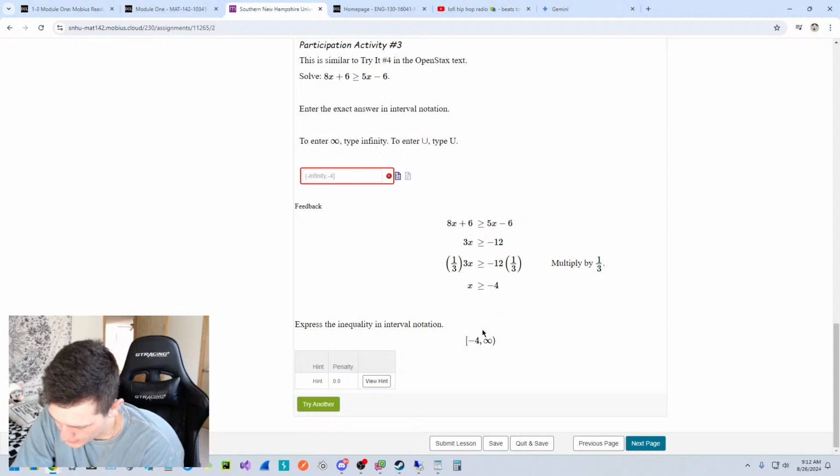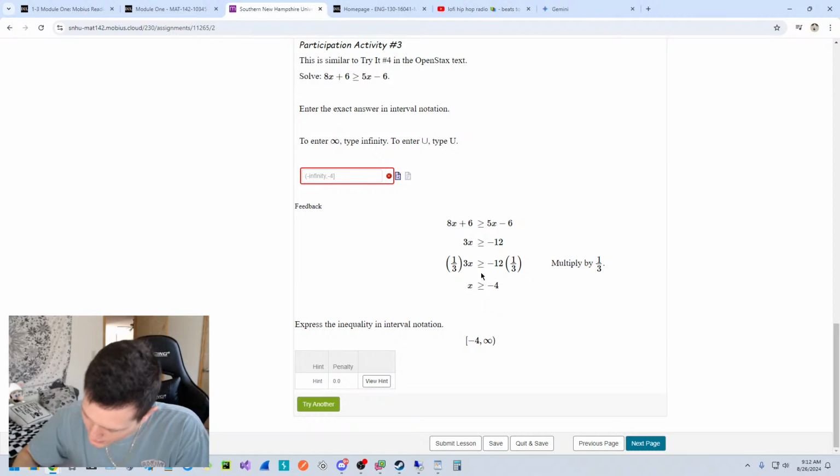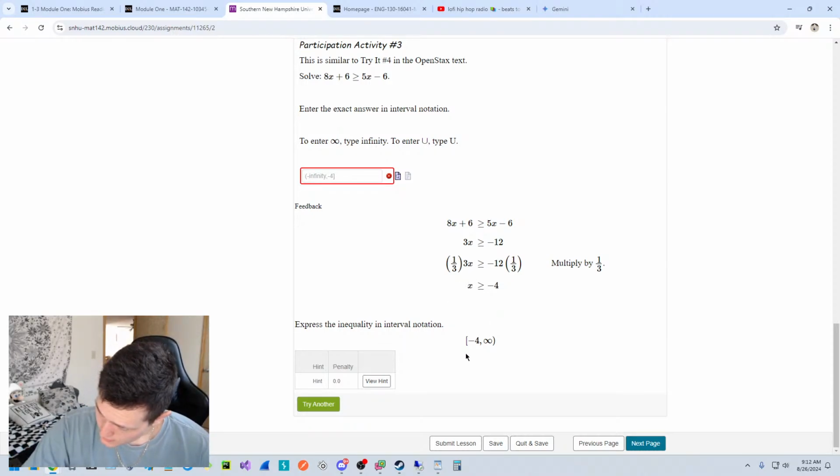So anything less than or equal to negative 4. Oh, see, I messed up. So we kept the sign the same? I thought you always just flipped the sign. That's why. Okay, I see now.